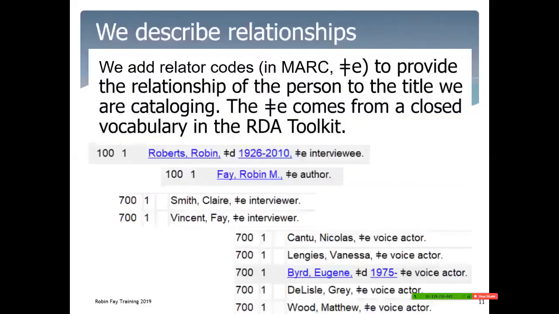So we do describe relationships, and I talked about this a little bit. We add those codes to provide the relationship of the person to the title we're cataloging. And these come from a closed controlled vocabulary in the RDA toolkit. There was some talk one time about them adding to it, but I haven't heard of any codes being added lately, so I'm not sure if they're doing that anymore, or if they feel like they've got it nailed down.